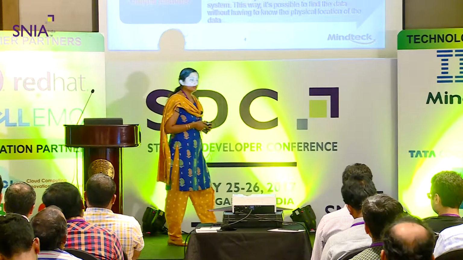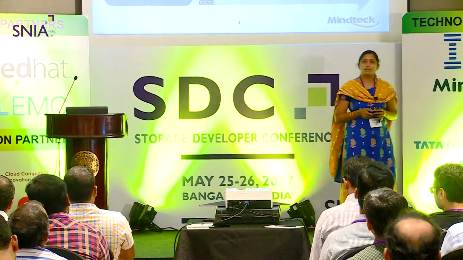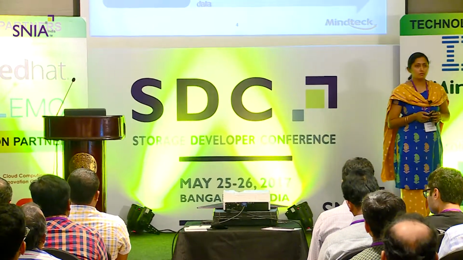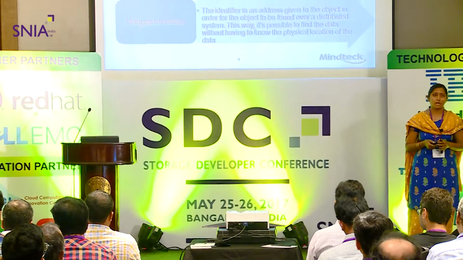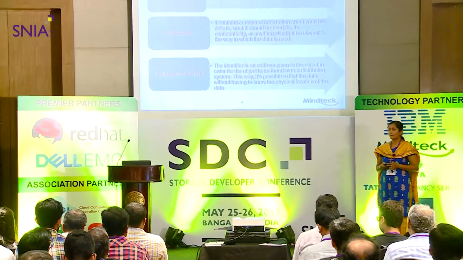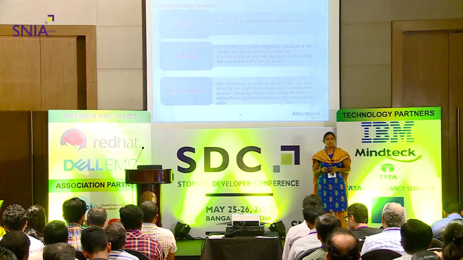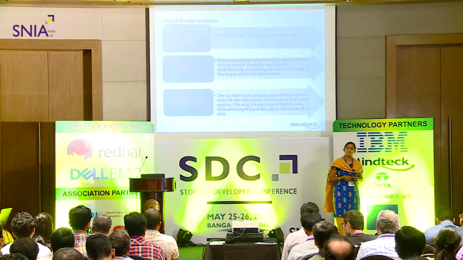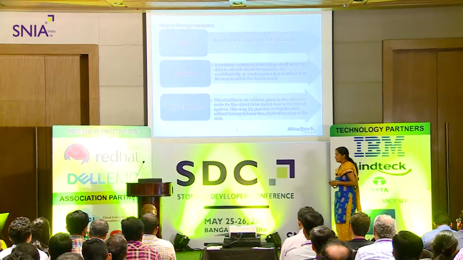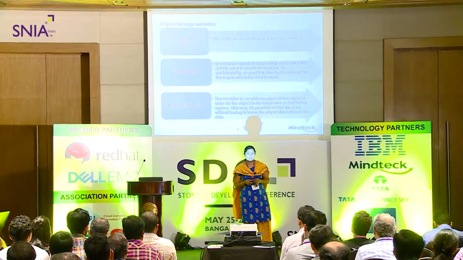Coming to what an object includes. An object actually contains data. Data is nothing but what any user would like to store. It can be anything. It can be a text file, it can be audio, it can be anything. Next is the metadata. As we all know, metadata is nothing but the data about data. So it contains all the information regarding the data.